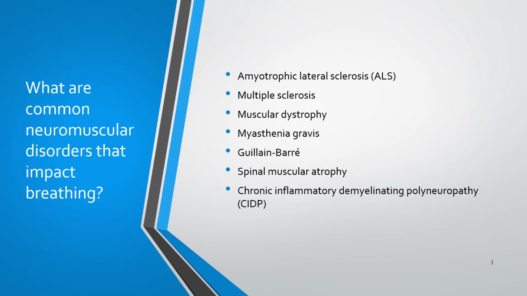So what kind of neuromuscular disorders impact breathing? I have here a short list of different types of disorders, and I'm going to get into each particular disorder a little bit later, but this is just a snapshot of what's coming. I'm going to be talking about ALS, multiple sclerosis, muscular dystrophy, myasthenia gravis, and Guillain-Barré, and Guillain-Barré has a soft spot with me.